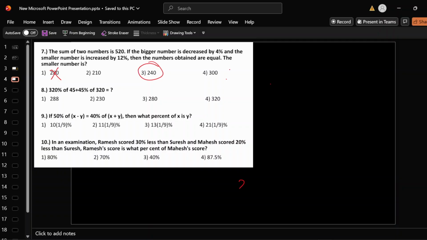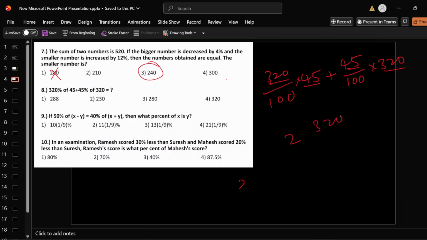320% of 45. 320% means we know it should be divided by 100, into 45, plus 45% means 45 by 100 into 320. And we have to simplify this. So if we simplify this, 320 and 45 are the same in both. So this is 2 times of 320 by 100 into 45, right?